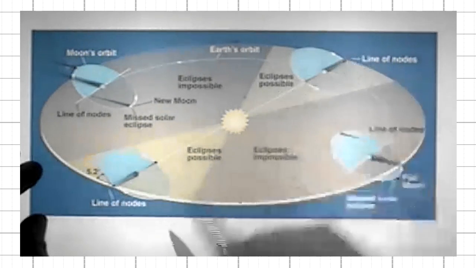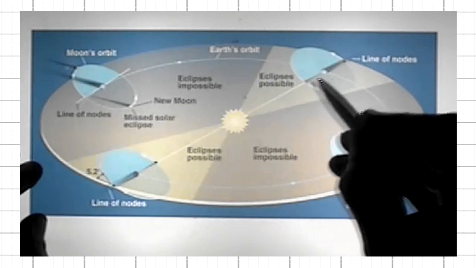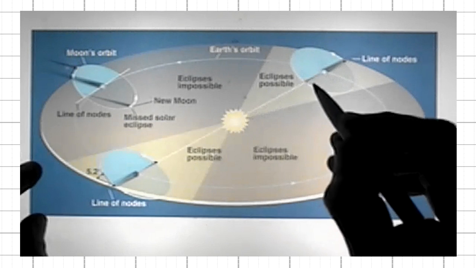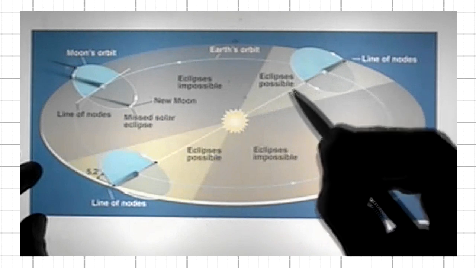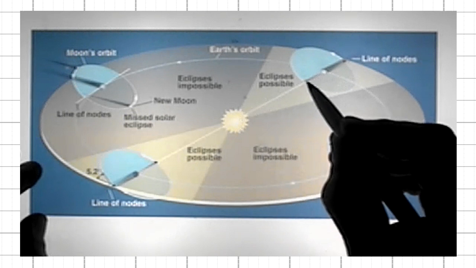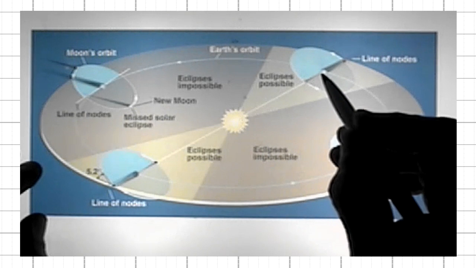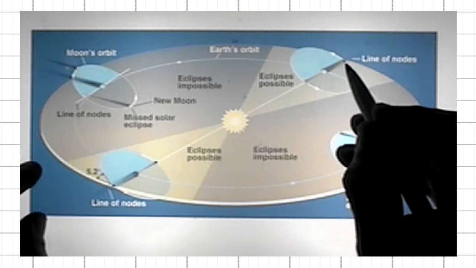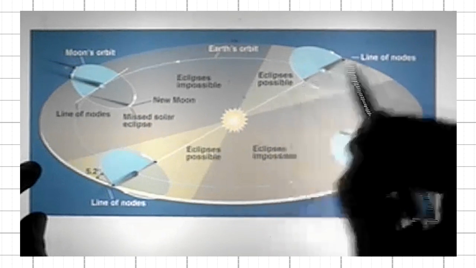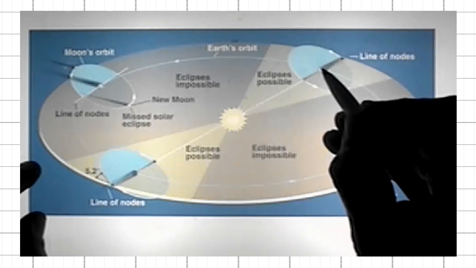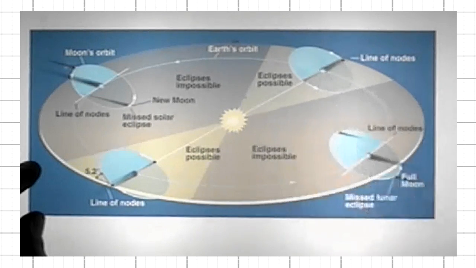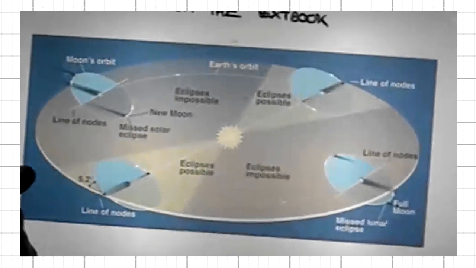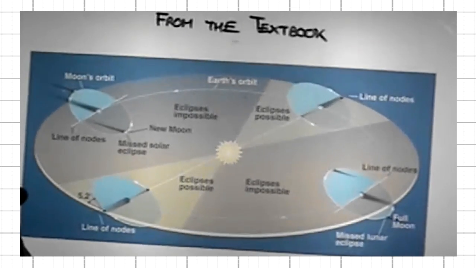Okay, the same here. Again, the line of nodes points to the sun. At the new moon, when the moon is between the sun and the Earth, it casts the shadow on the Earth. So somewhere on the Earth, we can see the total solar eclipse. And 2 weeks later, when it is the full moon, when the Earth is between the moon and the sun, then it casts the shadow over the moon and the lunar eclipse is possible.